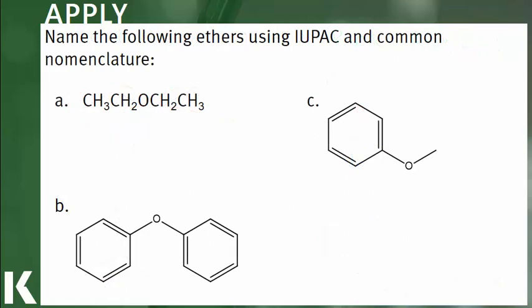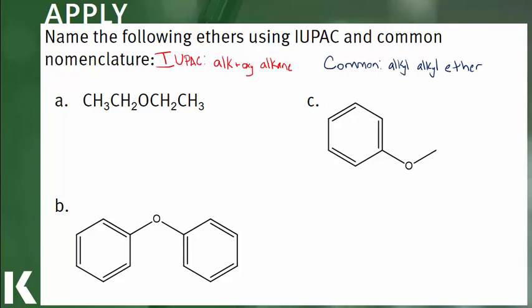Moving on, let's also apply what we learned to make sure we can name ethers using IUPAC and common nomenclature. As a quick refresher, IUPAC naming will be in the form of the smaller alkyl group plus the oxygen and the larger alkane listed at the end. The common nomenclature will be alkyl-alkyl ether, with the alkyls in alphabetical order rather than size.